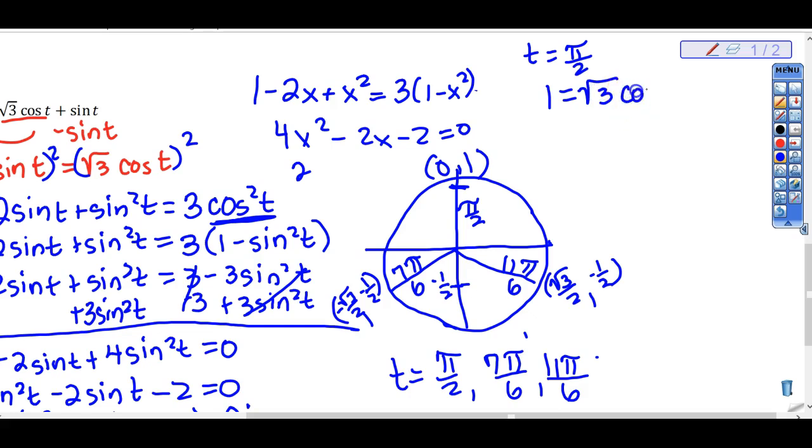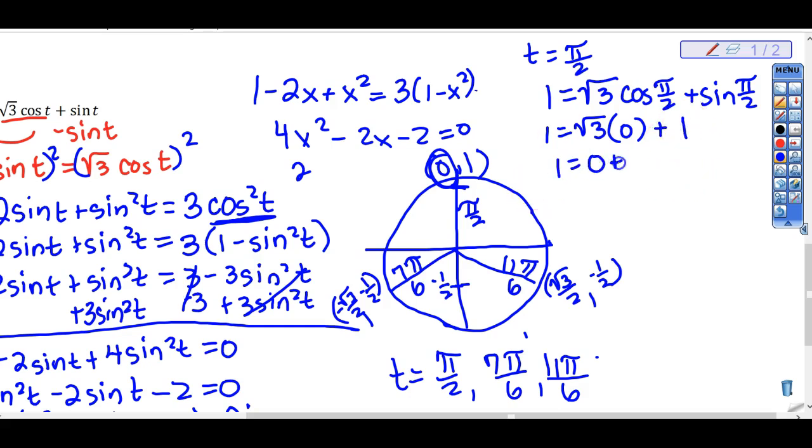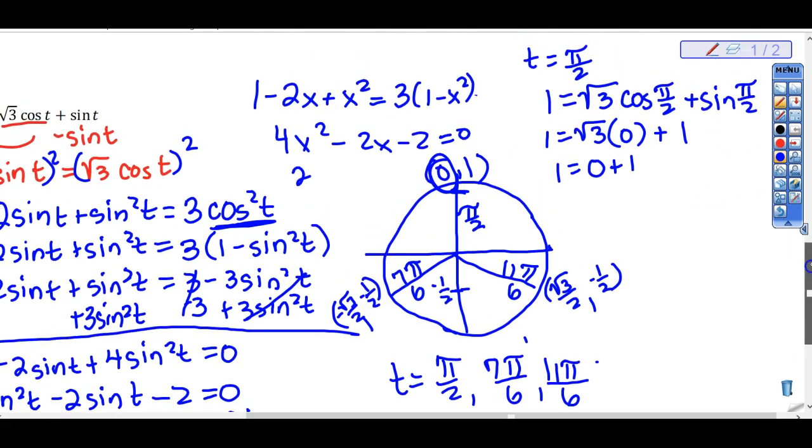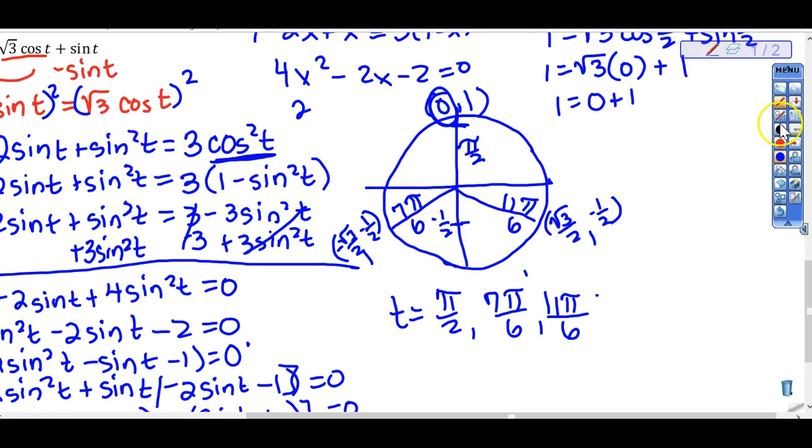And so cosine of pi over 2 plus the sine of pi over 2. So we're checking to make sure that the cosine of pi over 2, sine of pi over 2 satisfy the conditions for this equation. So we get 1 equals the square root of 3, and the cosine of pi over 2 is 0, plus the sine of pi over 2, which is 1. I believe this is true. Yes? Yes. So pi over 2 is a good solution. Let's check 7 pi over 6.